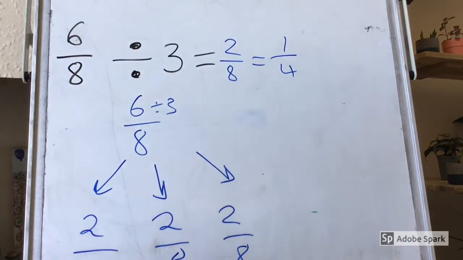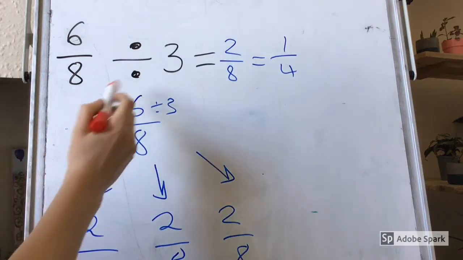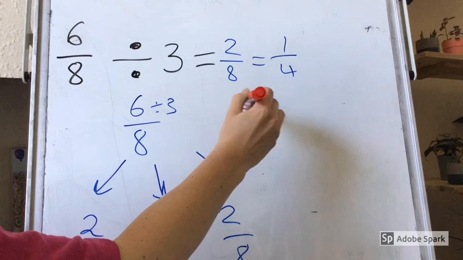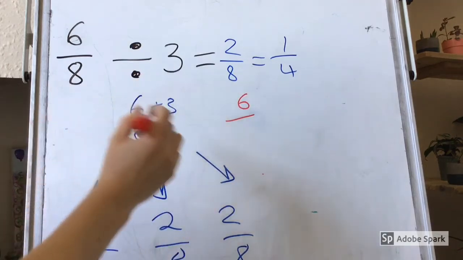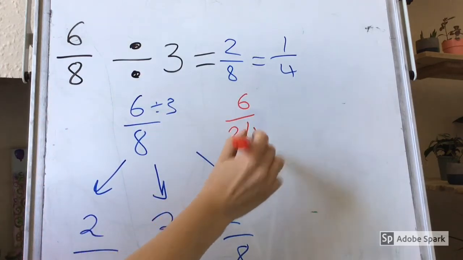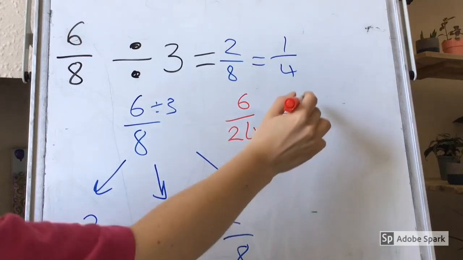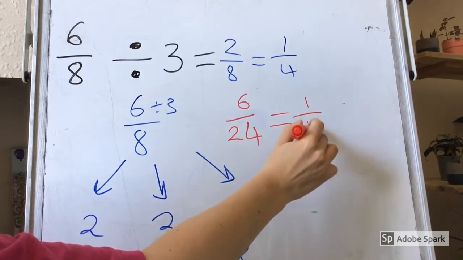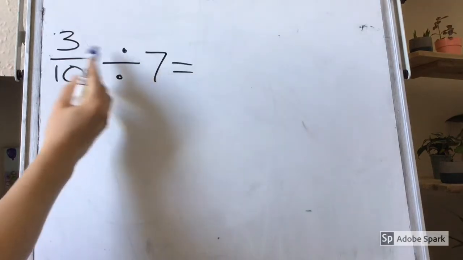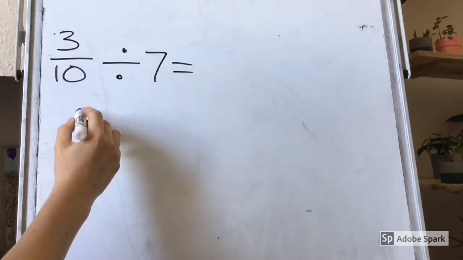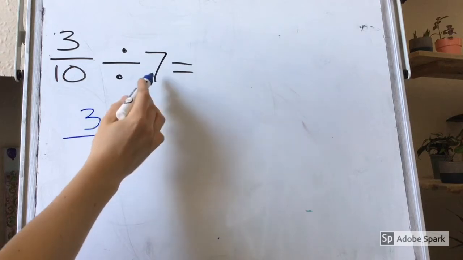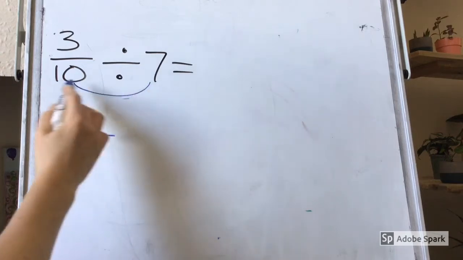We were able to do it this way because our numerator was a multiple of our divisor. However, if it wasn't, we'd need to follow the other method. We keep the numerator the same, and we times the divisor by the whole number, which would be 24. Then we simplify 6 over 24, which again is 1/4. Here is an example where the numerator is not a multiple of the divisor, so we need to follow our rule. Pause the video and have a go.